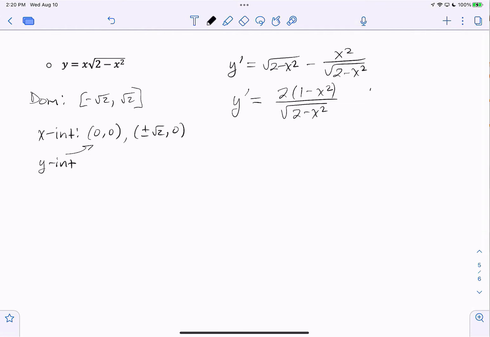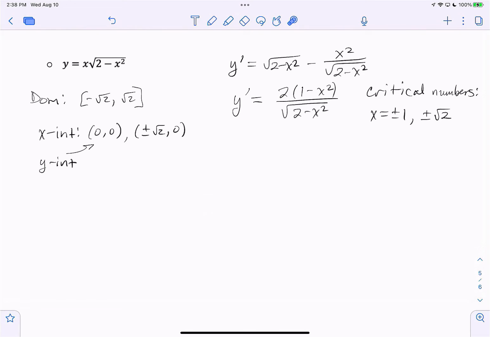So we have critical numbers. X equals plus or minus 1. X equals plus or minus the square root of 2. To make sure we're real clear on this, the reason x equals plus or minus 1 are critical numbers is because that zeroes out the numerator, and so we're going to have horizontal tangents there.